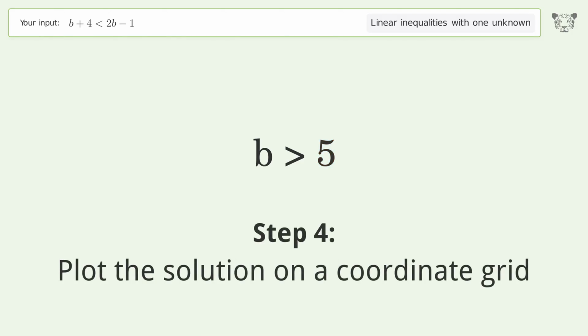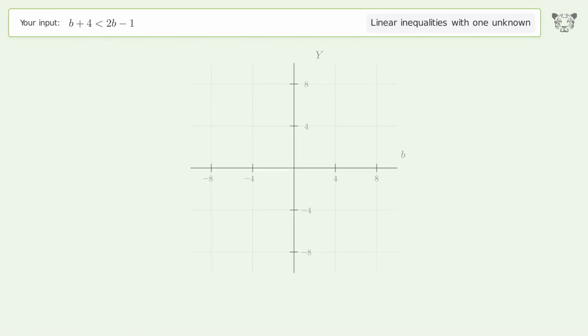Plot the solution on a coordinate grid. And so the final result is b greater than 5.